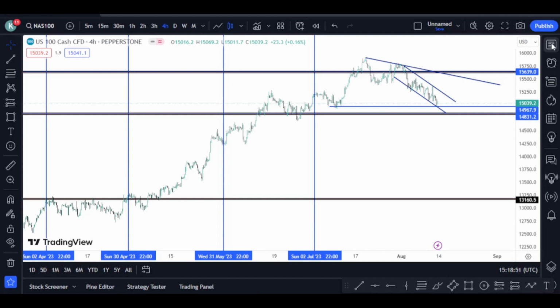Because I overcomplicated things. As you can see, there are a few things I want to tell you before we get into this analysis. Time frame is important. Like the bigger time frames control the smaller time frames, right?